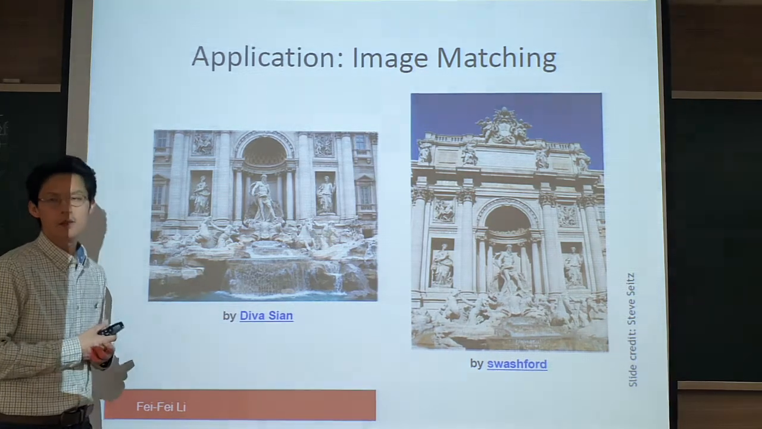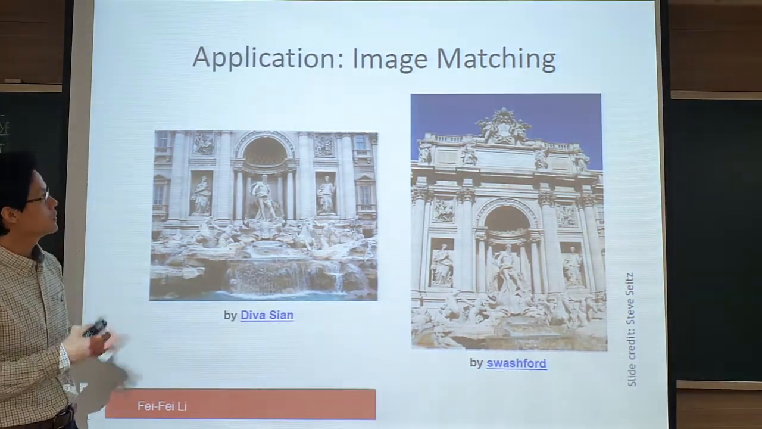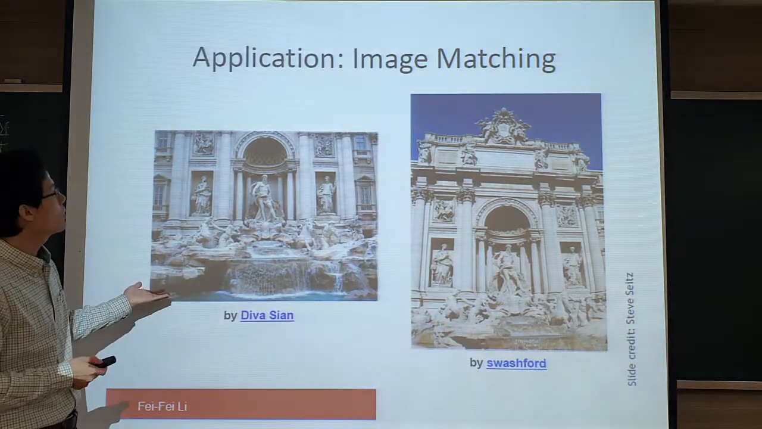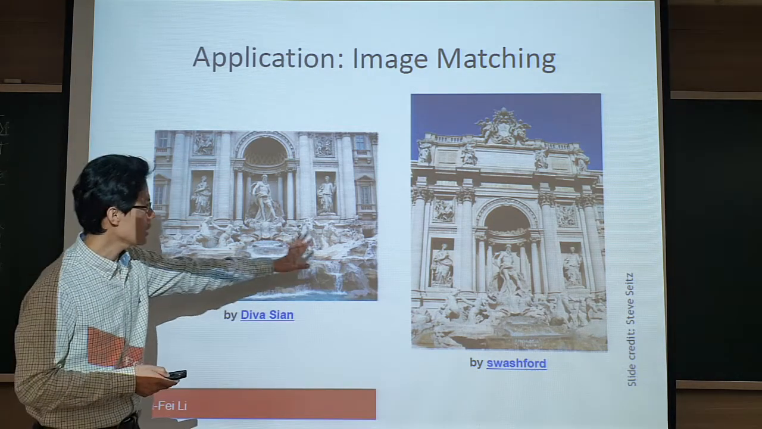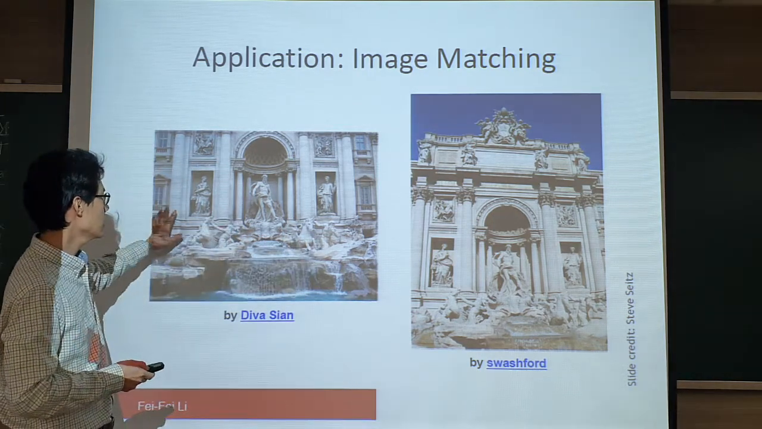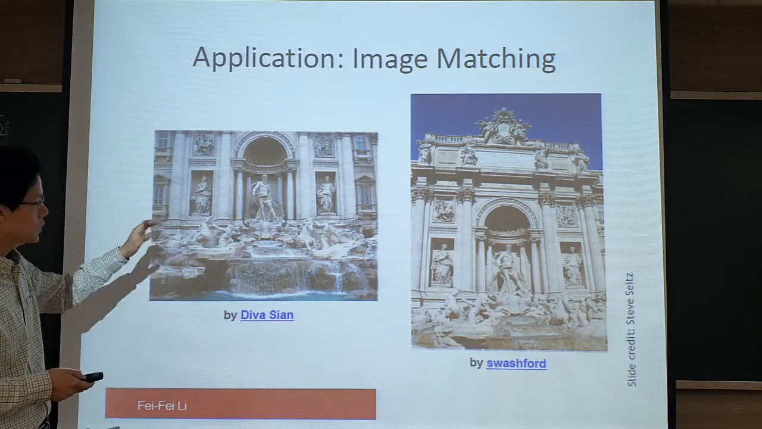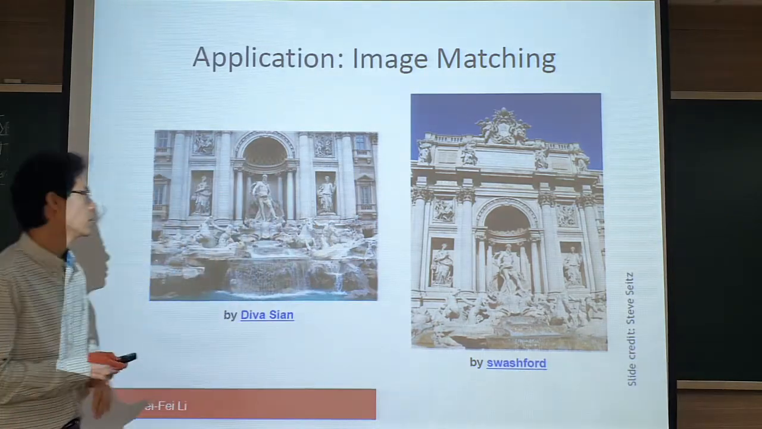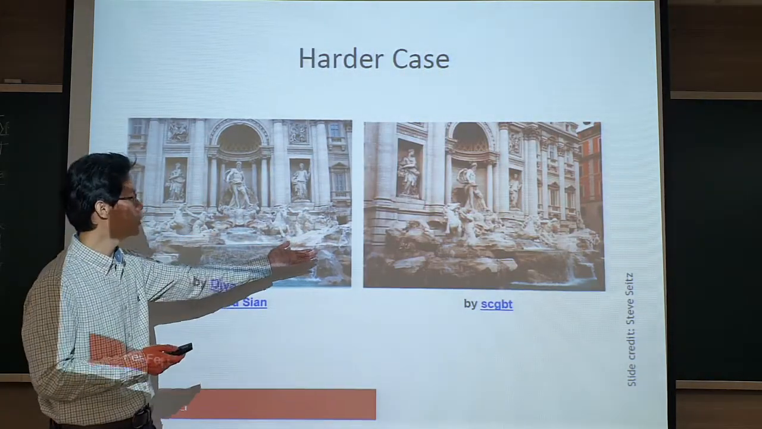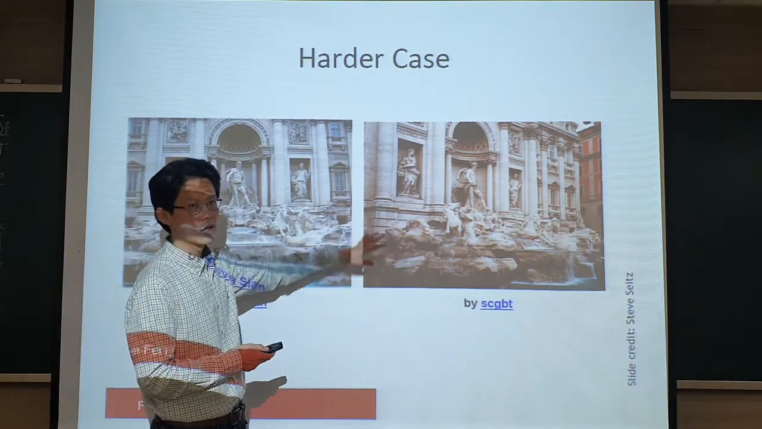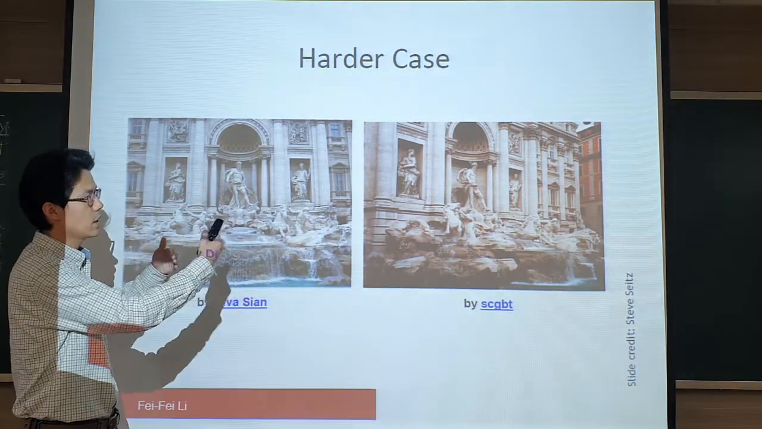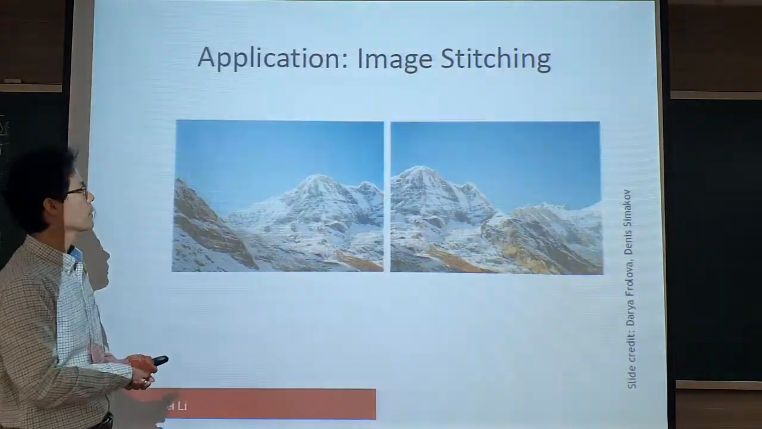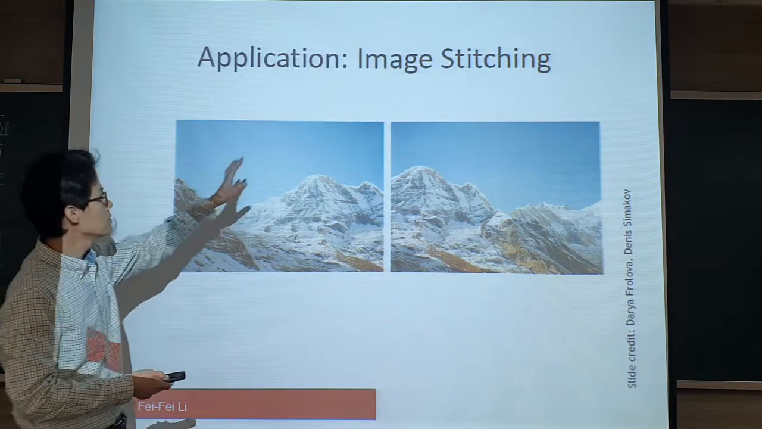Once we have the local descriptors, we can do image search. I already mentioned that there could be many other applications. One example is image matching. I guess this is the Trevi Fountain, and here the images look different: different angles, different illumination. But we can identify them. This might be an even harder one. This looks very different, right? But we can identify local patches, and if we match those local patches, we can align them together. Another example is image stitching.